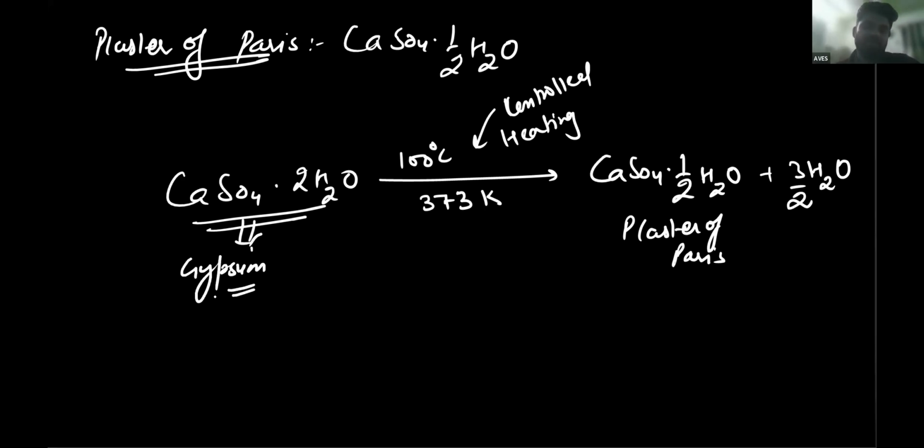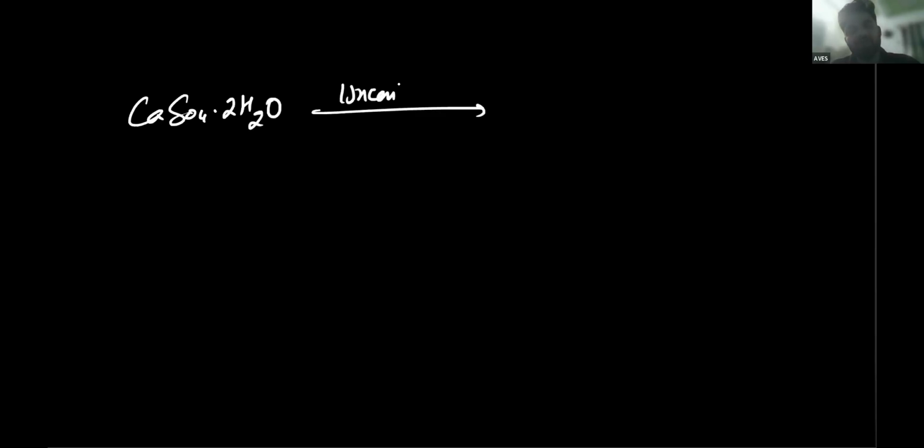Now, what happens when uncontrolled heating is done? It is asked in the examination: what happens if uncontrolled heating is done during the formation of plaster of Paris? So this gypsum, if you do uncontrolled heating, then heated uncontrolled heating.